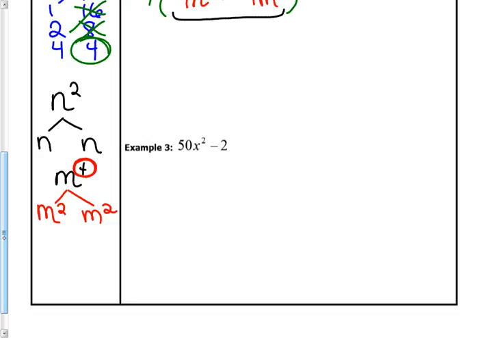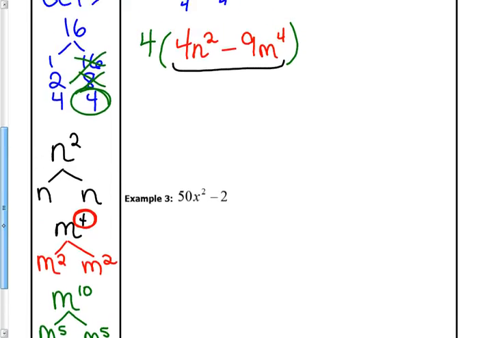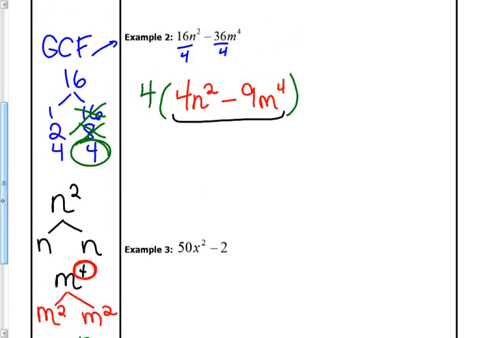If I had m to the 10th power, how would I split that up? Well, that would be m to the 5th and m to the 5th. So anytime you see an even exponent, that is technically also considered a perfect square. So that can work. So back to my example here. I can do a difference of squares with 4n squared minus 9m to the 4th.